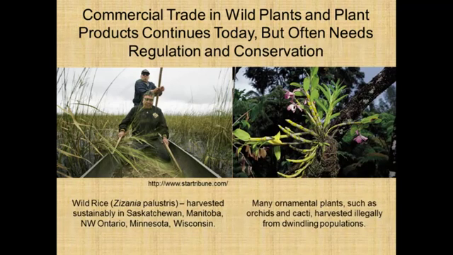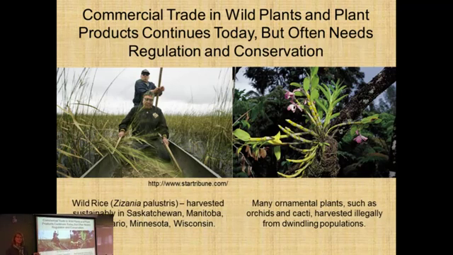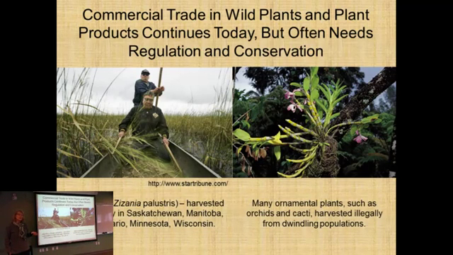And ornamental plants such as orchids and cacti are harvested illegally from dwindling populations. So just a note to take care when you're trading or buying things.